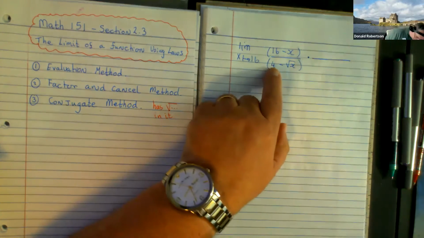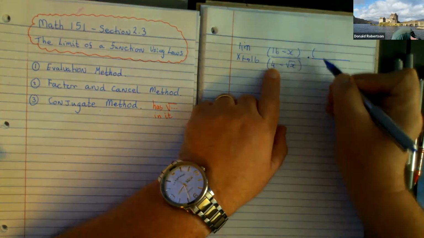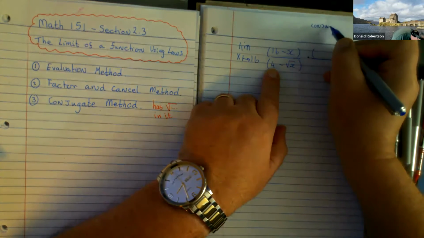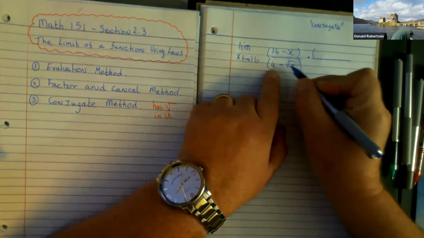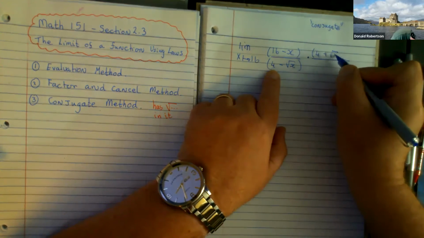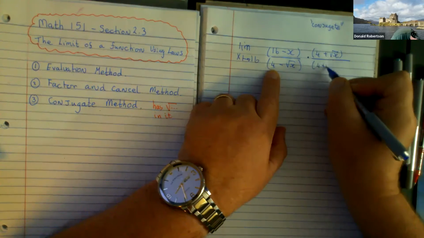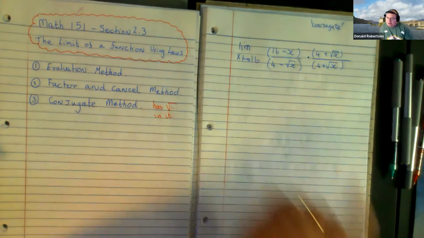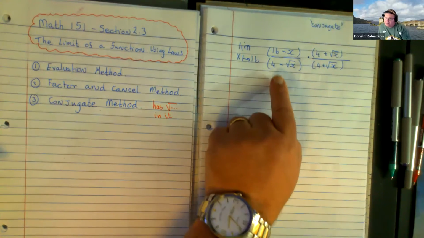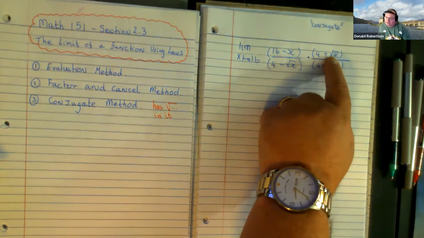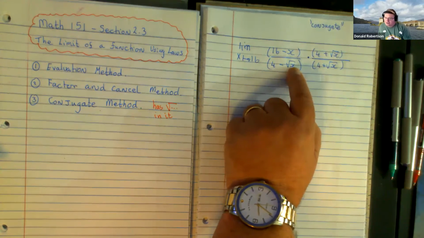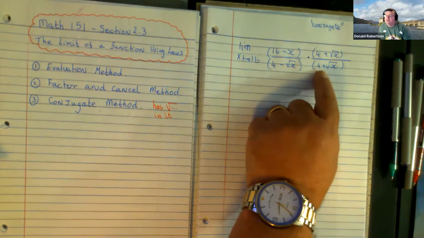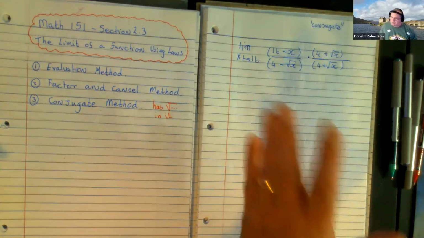So the special version of 1 we use has a name. It's called the conjugate. That's probably why this is called the conjugate method. And it's the square root guy, but with the opposite sign, typically plus. So you multiply by the special version of 1, the conjugate version, 4 plus the square root, right? Now see if this was 4 take away the square root of x plus 6, this would be 4 plus the square root of x plus 6, right? That's how you would do it.